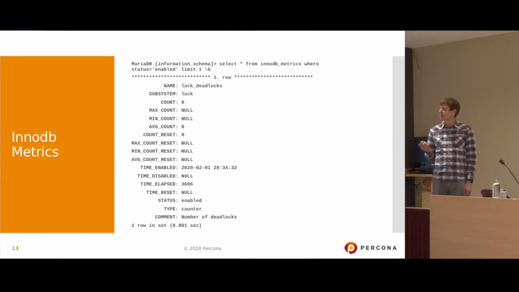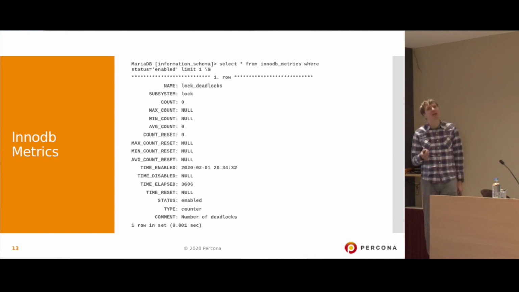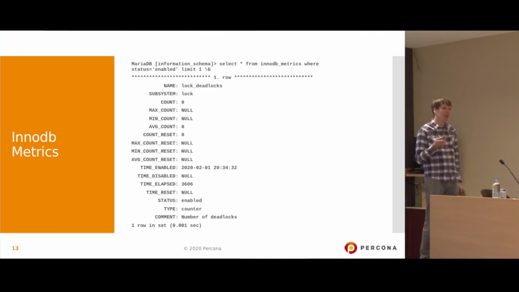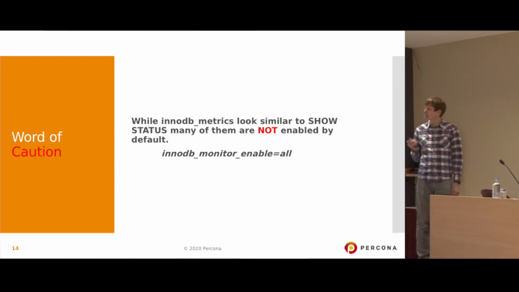Now, if you look at the InnoDB metrics, and at the observability for the InnoDB storage engine in particular, it contains a lot of very interesting data, especially helpful to troubleshoot some complicated problems. It looks very similar to show status, but an important difference is that many of the variables are not enabled by default.